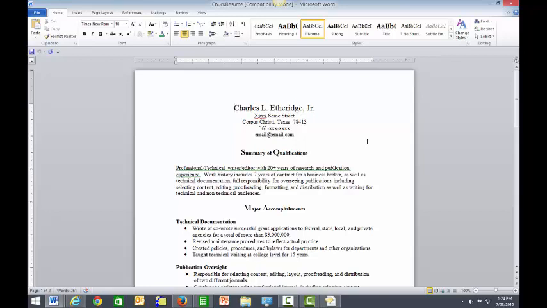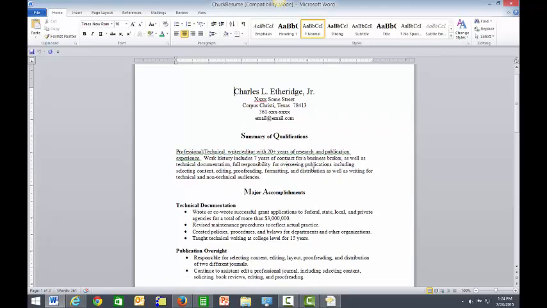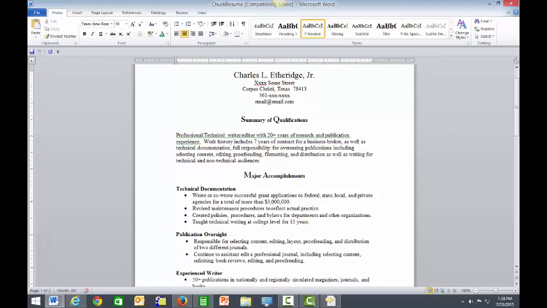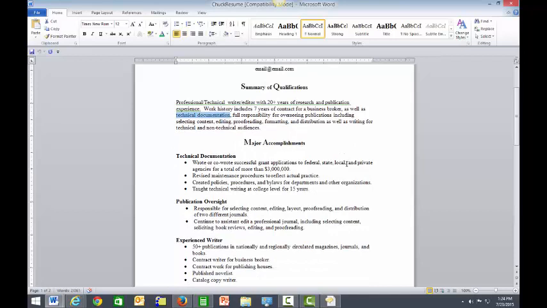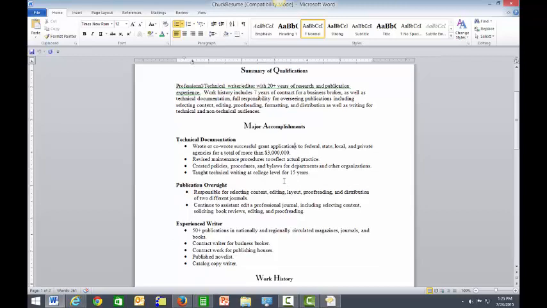So rather than objective, I have summary of qualifications, professional technical writer editor with 20 plus years of research publication experience. Work history includes 7 years of contract business for a business broker as well as technical documentation, full responsibility for overseeing publications, etc. I'm not going to read everything, but the point is that these right here are the keywords that are in that particular job ad. And the job ad asks for technical documentation, publication oversight, and experienced writers. So in each case, I pulled one of the major qualifications, and then I got very specific information, and notice the bulleted point list that demonstrates or proves that I have the skills that they want me to have.